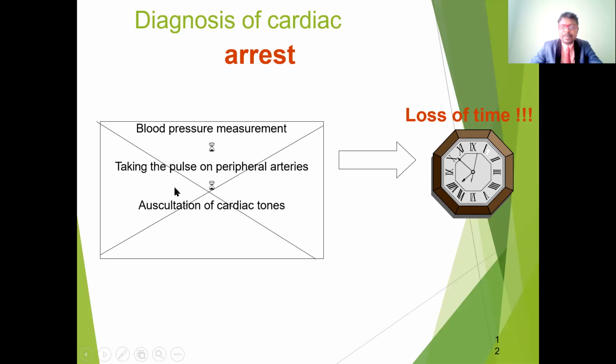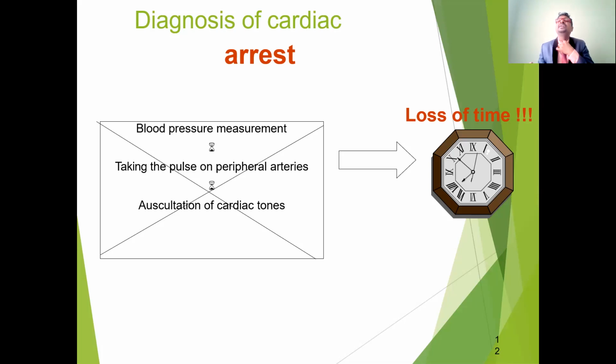And also how to take the pulse on the peripheral arteries. Especially in the upper limbs, we check the radial artery. Here we place our fingers and feel the pulse. Is the pulse present or not? Those having cardiac arrest may have loss of pulse. So we check the radial pulse at the wrist joint, and also the pulse in the carotid artery.